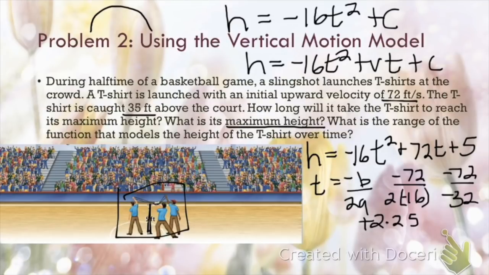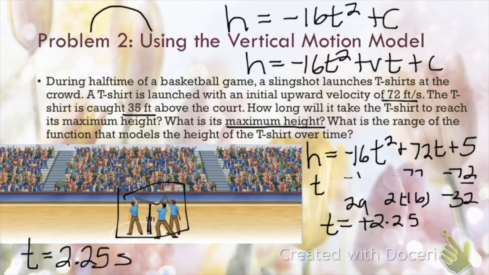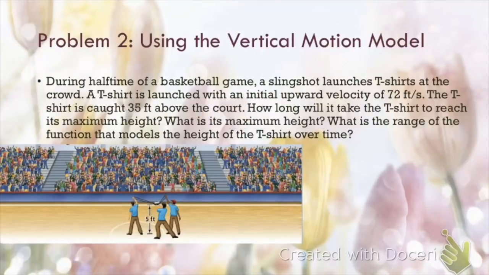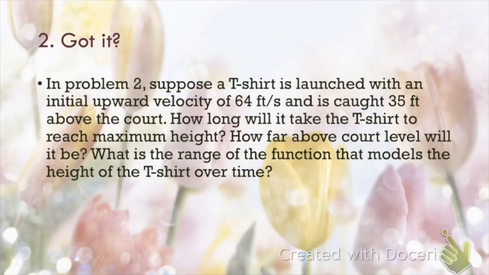I did just find that t equals 2.25, so that means my time, and I'm going to write that over here on the bottom left, my time is 2.25 seconds. So that is how long it takes the shirt to reach the maximum height, just over 2 seconds. I do need to erase a little bit, give myself some space. So now I need to plug 2.25 in for t. So negative 16 times 2.25 squared plus 72 times 2.25 plus 5.